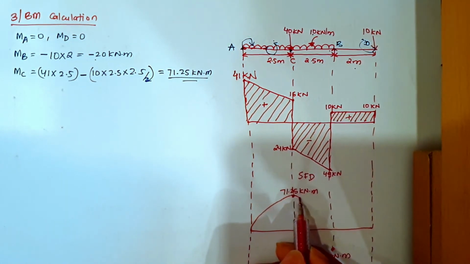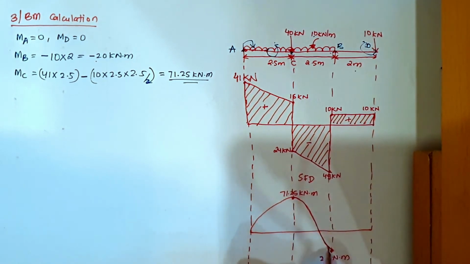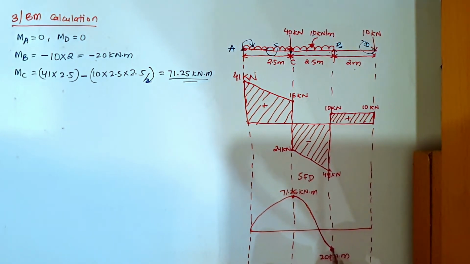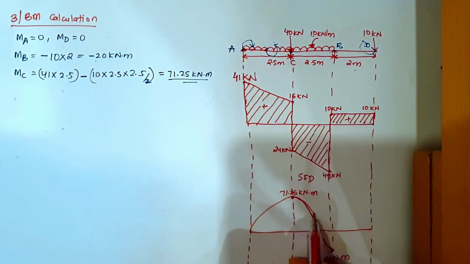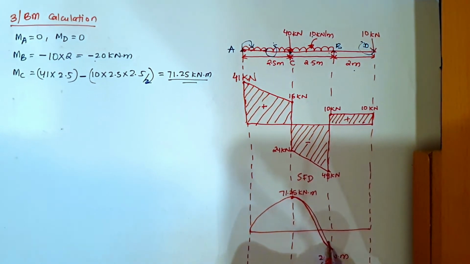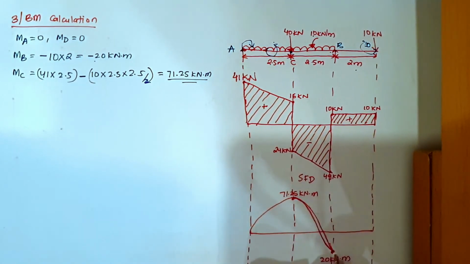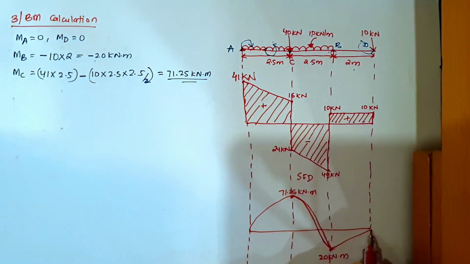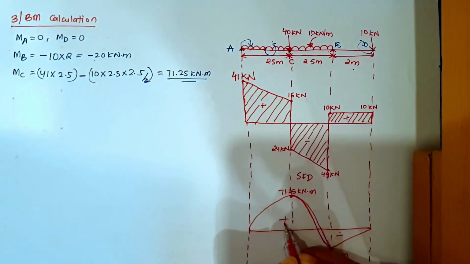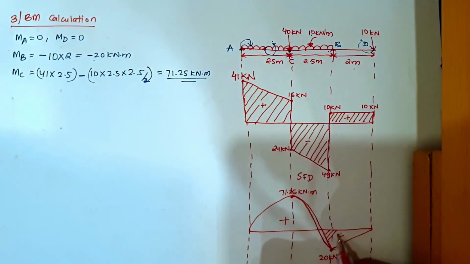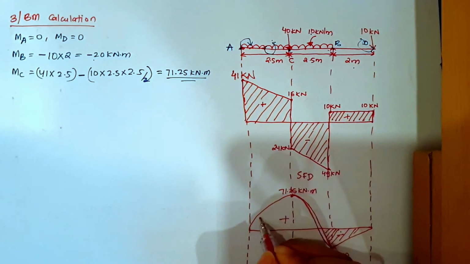Now from here go down and join at this line. Okay, so from here ये line should come little like this, parabola, and from here it will go to 0 point here. So this is my negative point, this is positive. So this is the bending moment diagram.